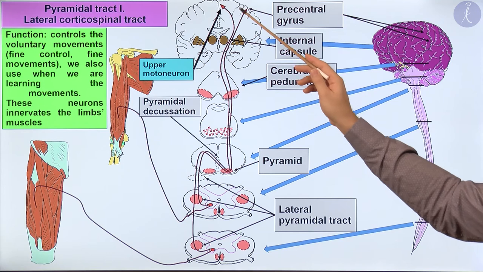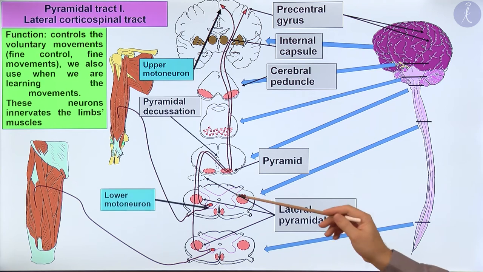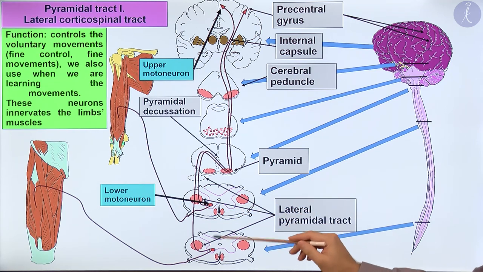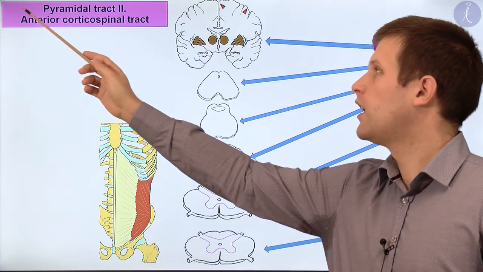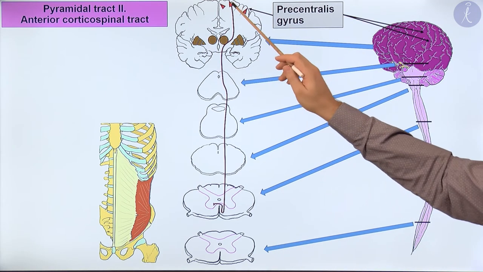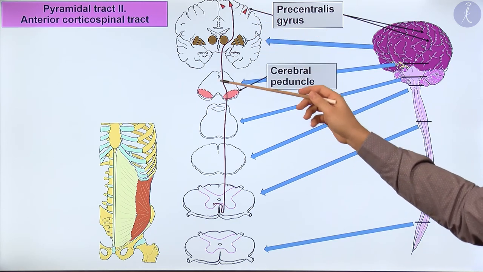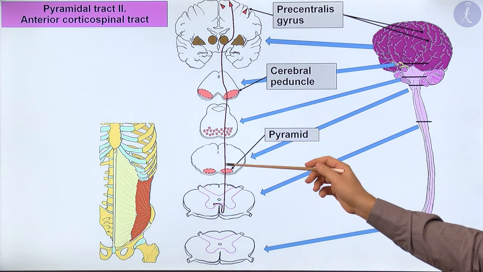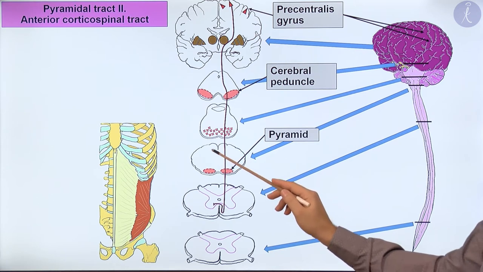And also need to highlight that the upper motor neuron is located in the cortex, and the lower motor neuron is always located in the anterior horn of the gray matter of the spinal cord. The second member of the pyramidal tract is the anterior corticospinal tract. The anterior corticospinal tract also starts at the precentral gyrus level and goes down the same way until the pyramid of the medulla oblongata. But here it won't be crossed.